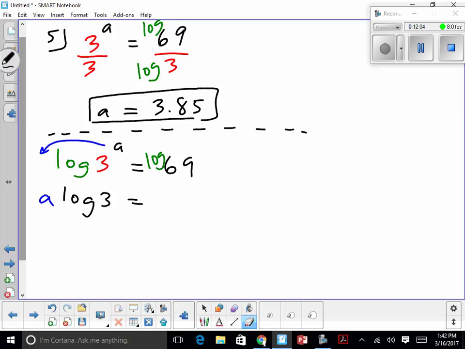So what do you do first? Get the A down by writing log. If you do it on one side, you must do it on the other. Now you got logs on both sides. Now I have a multiplication problem, A times this log 3. How do I get rid of the log 3 so I get my A alone? I divide it on both sides.